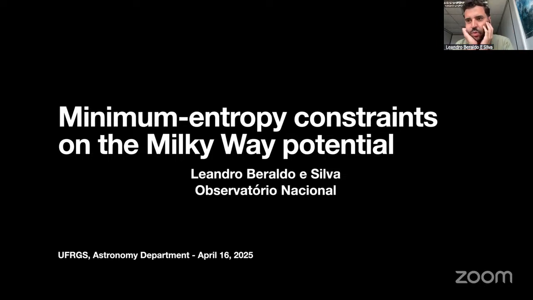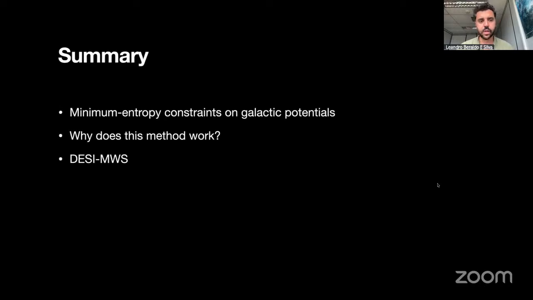Thanks for the opportunity to talk about my work. This is a method that I have been working on in the last year or so. The idea is to constrain the Milky Way potential based on this minimum entropy principle that I'll explain next. So just a brief summary of what I'm talking about today. I'll first talk about this method. I'll go right away to the method, and then I'll explain the physical basis for it, why it works, because it can be a little bit unexpected that it works. And then I'll say a few words about the DESI-Milky Way survey and the DR1 that was just released.